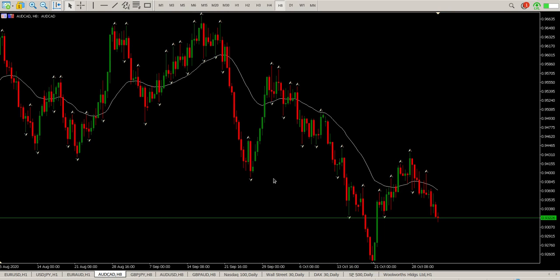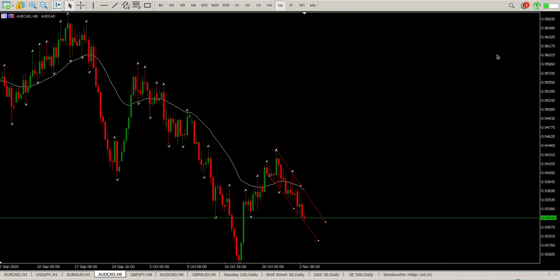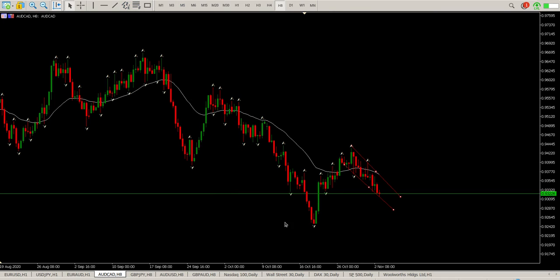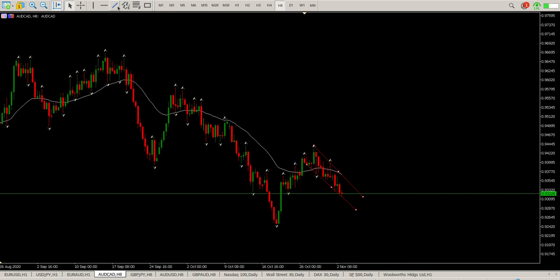Aussie dollar, Canadian dollar. So we are moving to the downside, but this downside move is looking more and more like a wedge consolidation, a retest of the lows. Let me just get this to the middle. So we've been making lower lows. Okay, now we've broken this trend line.